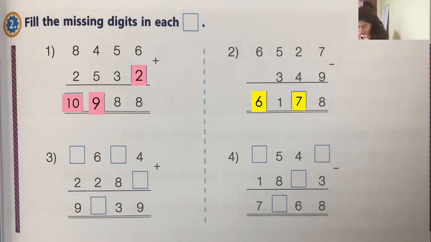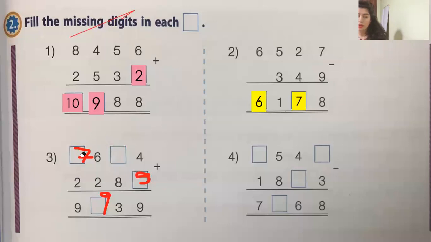So you are answering number 3, yes? Who is talking? Pattaya. Okay, Pattaya, please tell me. 7. Okay. 5. 5 and 9. Very good. 7, 5, 5, 9. So the answer here is 7, 5, 5 and 9. Okay. So how about number 4?